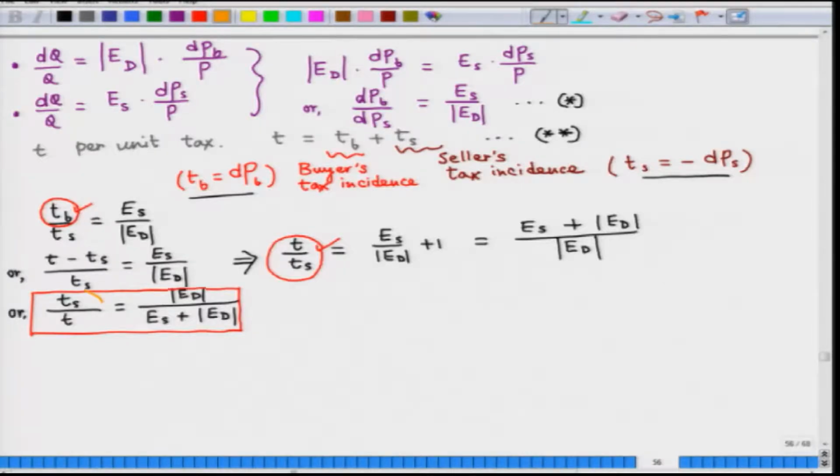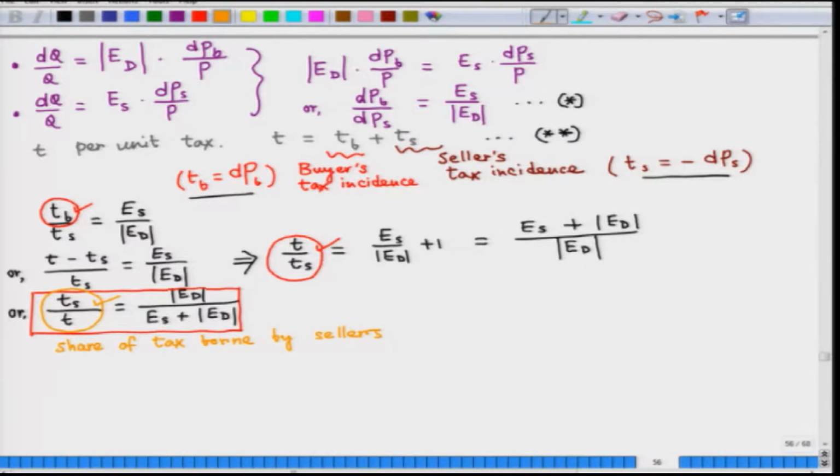To interpret this, let us have a look at this expression. What does this give? This basically gives the share of tax borne by the sellers, right. Okay. So, we see that this is linked with the elasticity values.